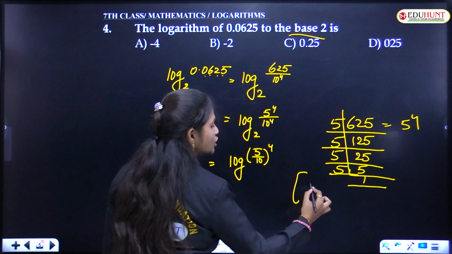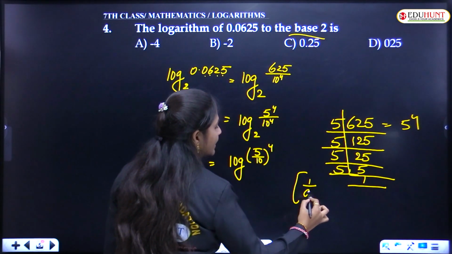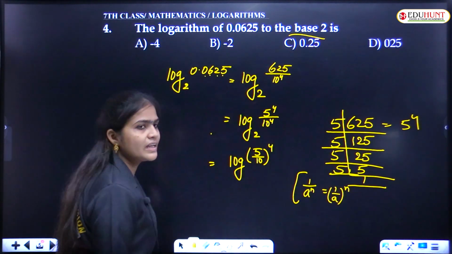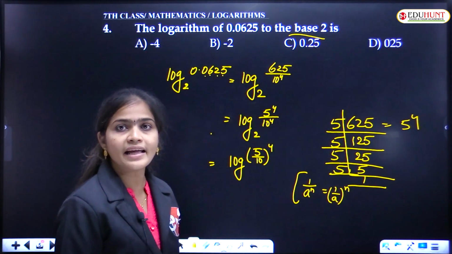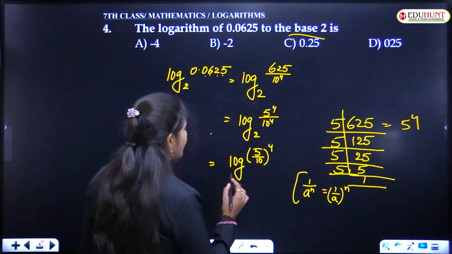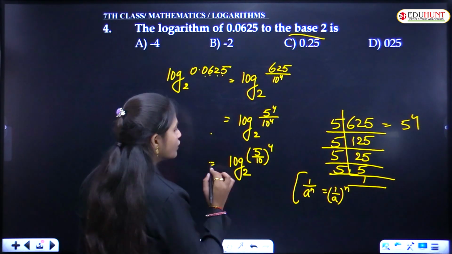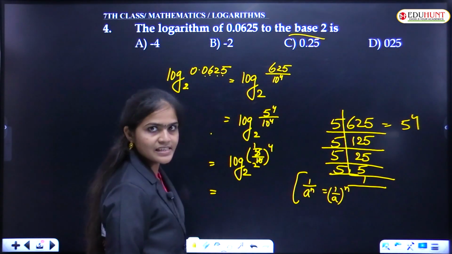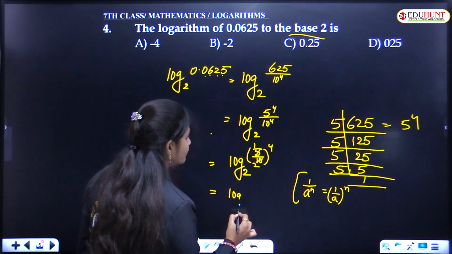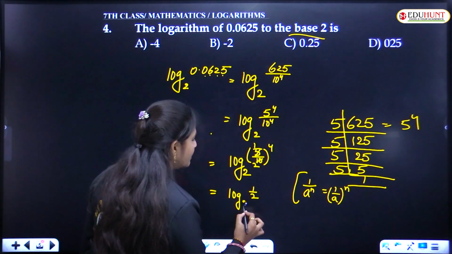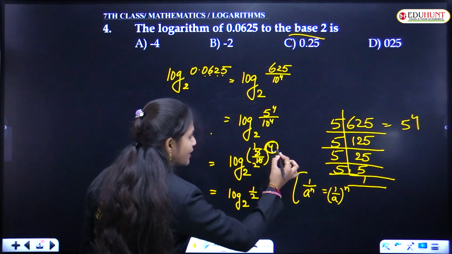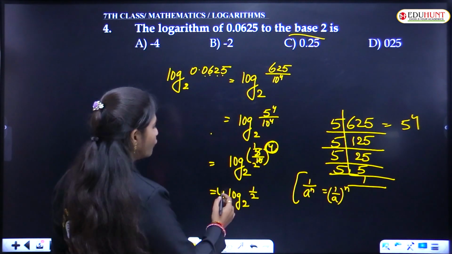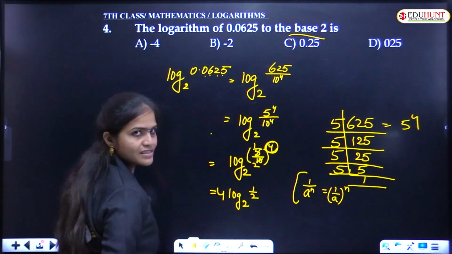Why? Because of the exponential formula: (1 by a) power n, we can write it as (1 by a) whole power n also. According to that exponent rule, apply that, and the base is 2. So this equals, here 5 ones are 5, 5 twos are 10, cancellation, so log of 1 by 2 with base 2, and here power 4 is there, no? So the power comes forward of the log. Okay, so 4 log 1 by 2 base 2.